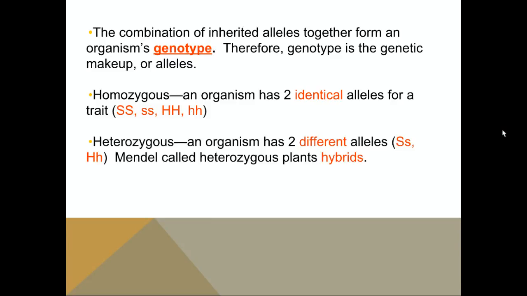Heterozygous, an organism has 2 different alleles. So it might be you got a capital S from mom, a lowercase s from dad, or capital H from dad and a lowercase h from mom. And Mendel called these heterozygous plants hybrids. So that just means it's a cross of things. You probably heard of hybrids. Like we talk about hybrid corn because they've crossed these different things that we want for the corn.